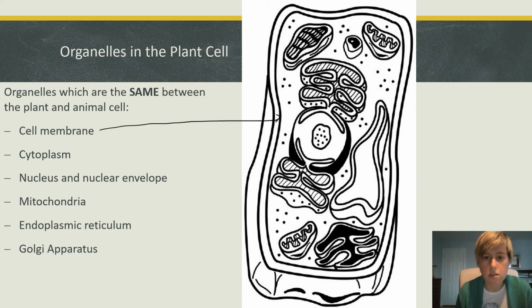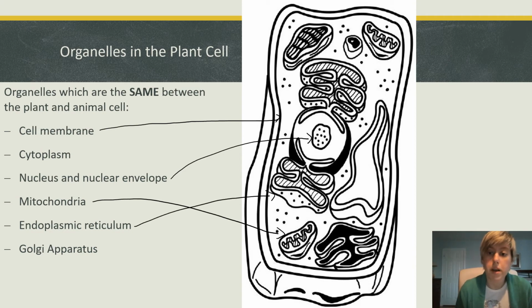The nucleus and the nuclear envelope, which is right here, our mitochondria, which is right here, our endoplasmic reticulum, which is right here. Again, our mitochondria, our power plant of the cell. It basically takes glucose and burns it into energy.